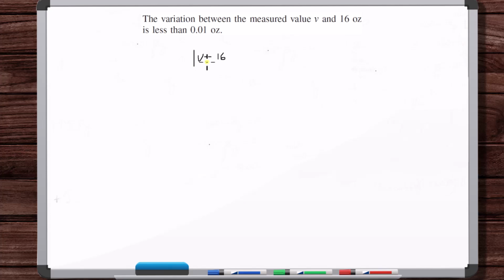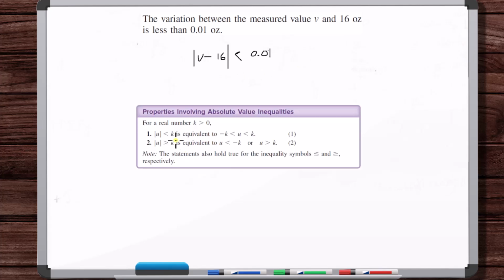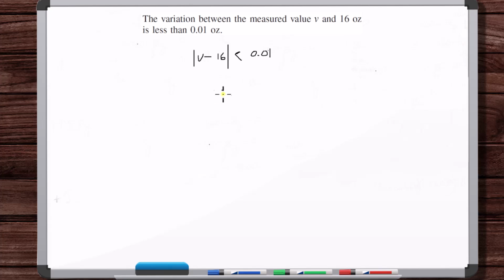The absolute value of this, it doesn't matter if it's above or below. It's like an error. We want the error to be less than 0.01 ounces. Okay, now we have an absolute value inequality. Let's just solve it. These are our rules here. If the absolute value of some expression is less than a real number, then you solve this. Okay, so V minus 16 is less than 0.01.